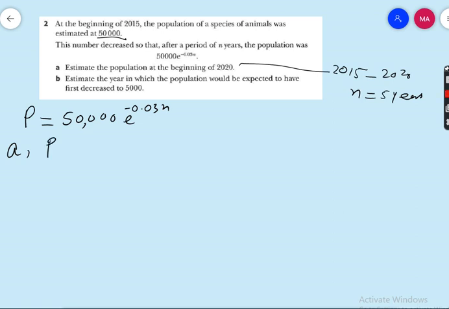So our population in 2020 is 50,000 e power minus 0.03 n, where n is 5, because n is the number of years. You can see this number decreases after a period of n years, so we have to put 5. Why 5? Because we are talking about 2020. Now with the help of the calculator, find the answer. You can find e by pressing the shift button and then pressing ln, and you will see e. Now I am doing the calculation.